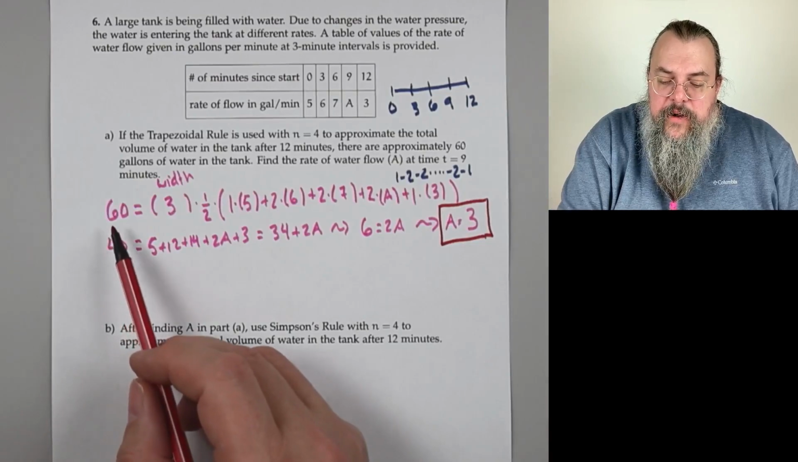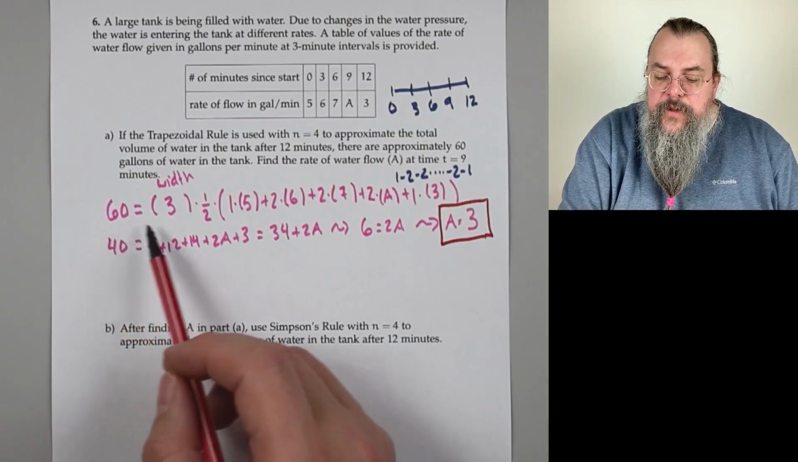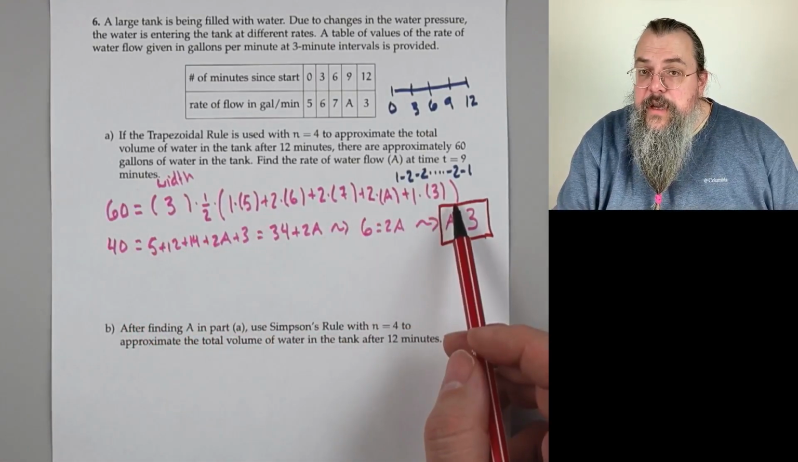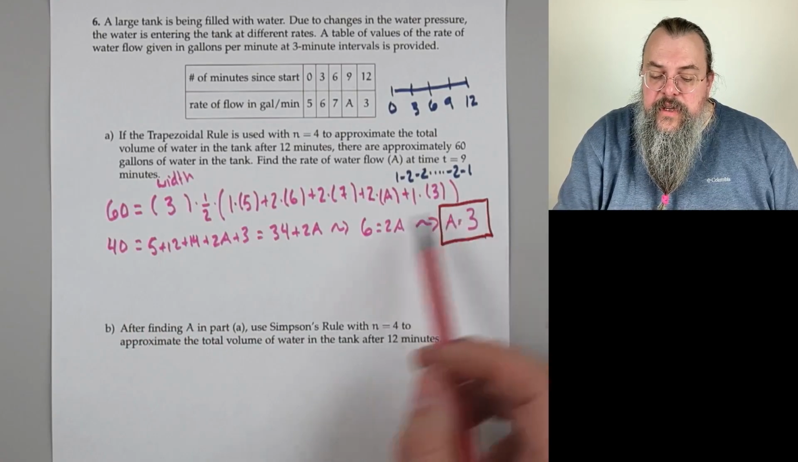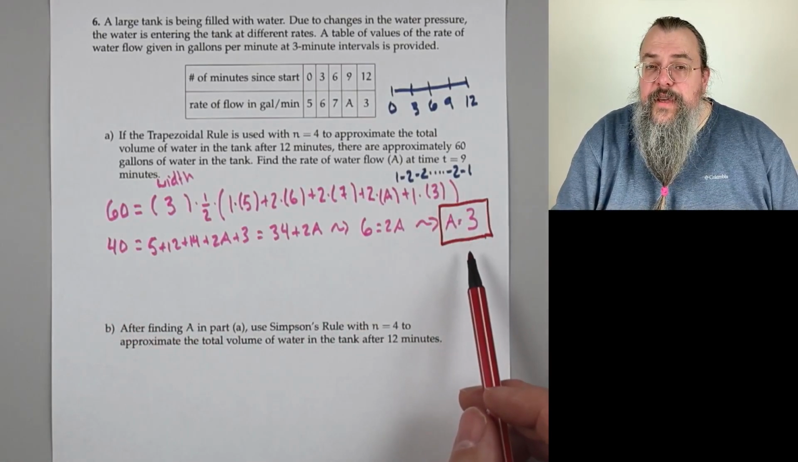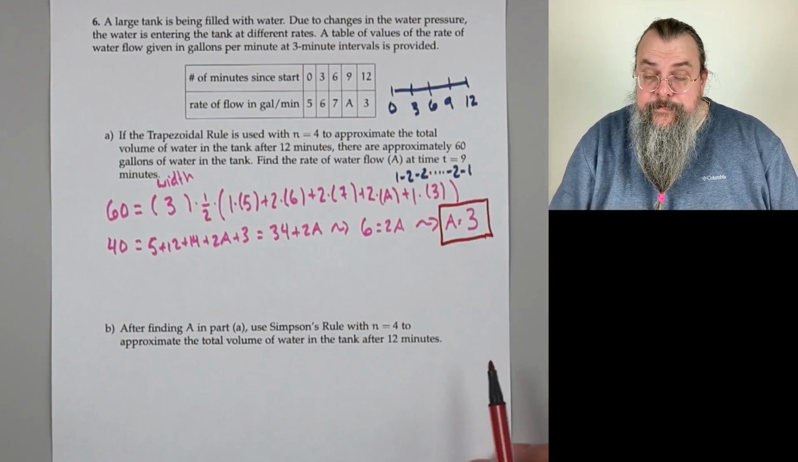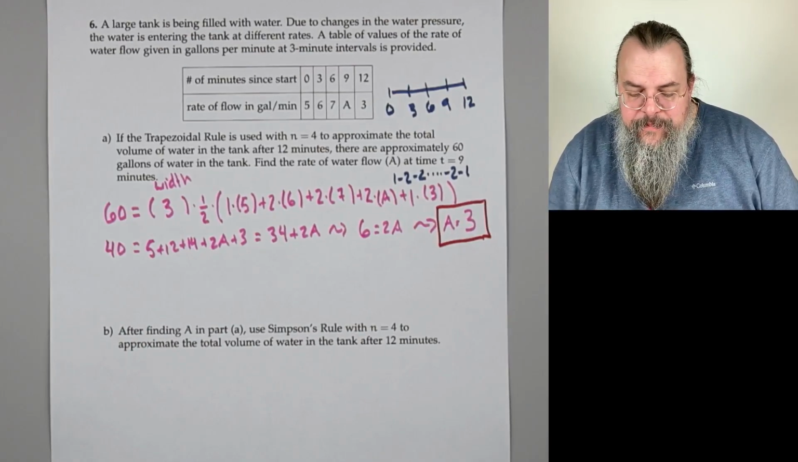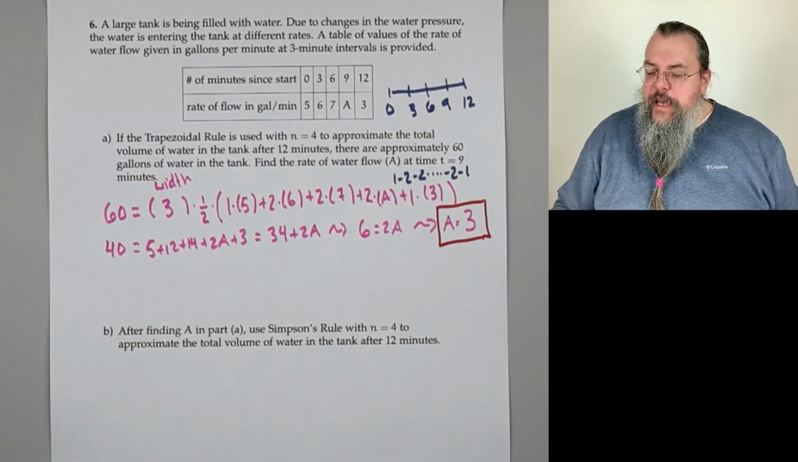So we set up our approximation from the trapezoid rule equals the formula you get from applying the trapezoid rule, and then you figure out what a has to be. a is 3. Okay, well that actually wasn't so bad. And then it says, okay, part B.